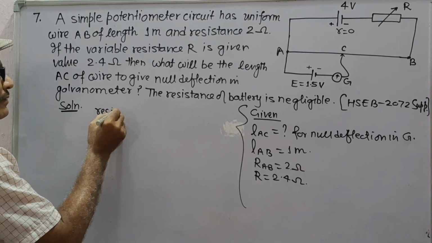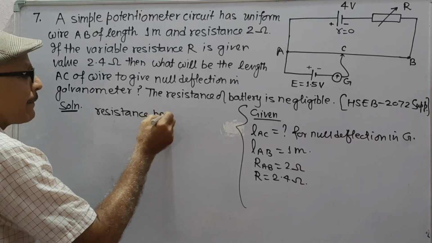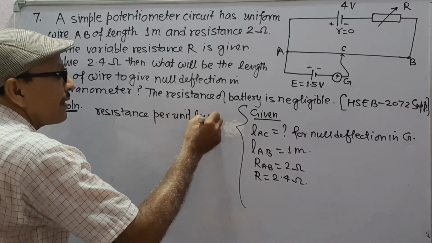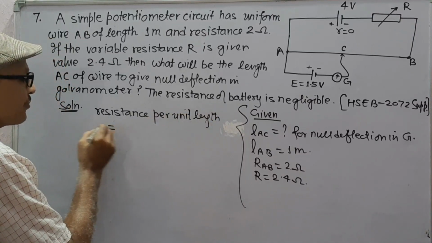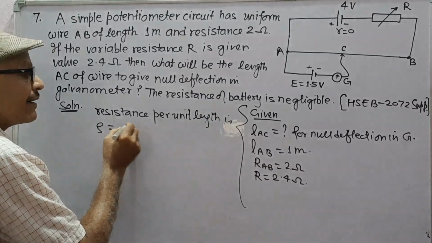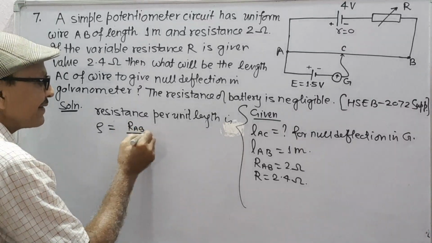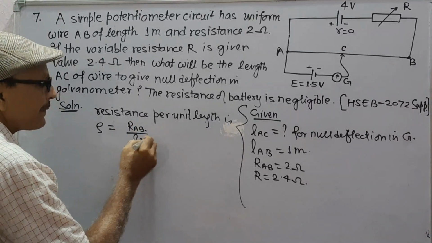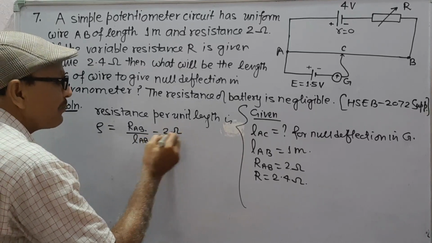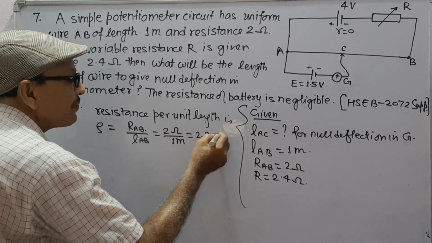Resistance per unit length of wire will be equal to rho, which is RAB upon LAB, that is 2 ohm upon 1 meter, 2 ohm per meter.